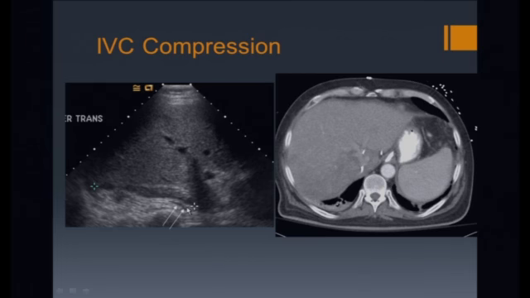This is a case of IVC compression. Note that the IVC is reduced to this little narrow slit here, and this is caused by a perihepatic hematoma that is lying between the liver and the IVC, and this is the corresponding CT, and the hematoma appears as this hypodense area, and it's compressing the IVC, and this is impeding hepatic venous drainage.